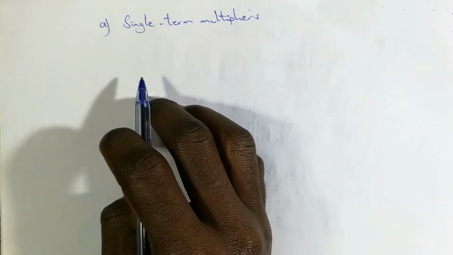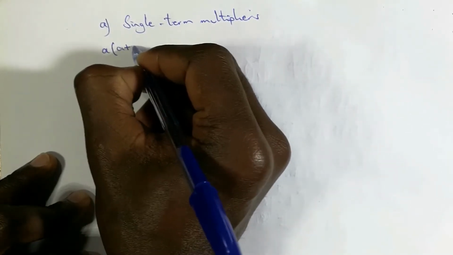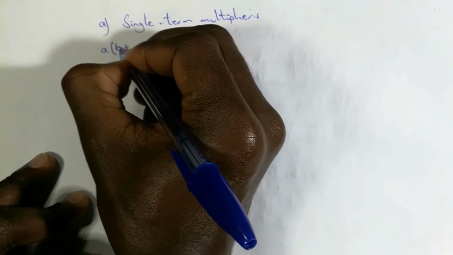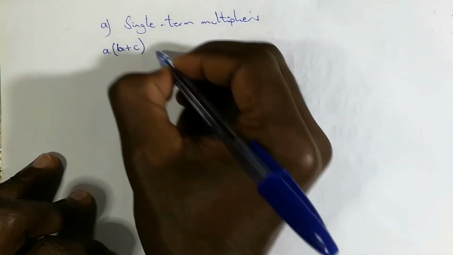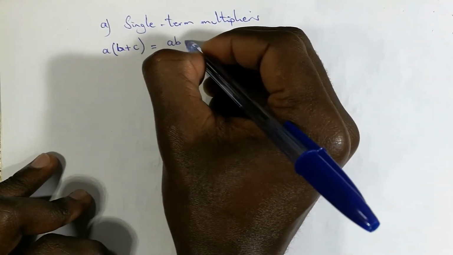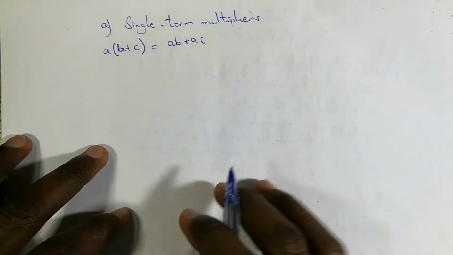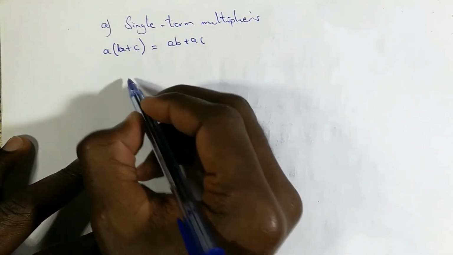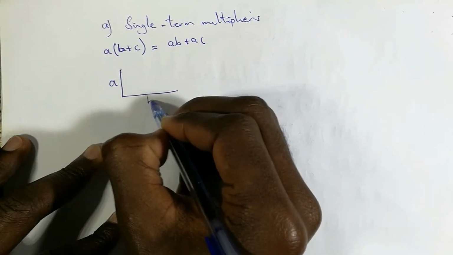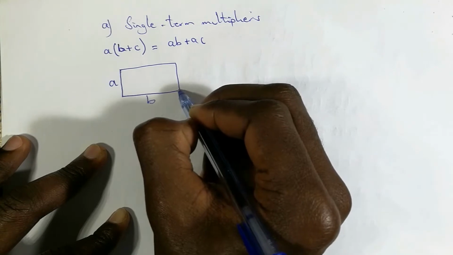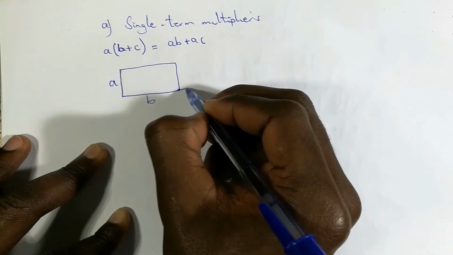Single term multipliers, we could have one term multiplying another. We say A multiplying a bracket which has the addition of B and C, of which here we know that something is going to be like this, and we're going to see how that comes about in the figure below. Let's assume we have a rectangle with side A and another side B, and we want to bring about C. We add another small rectangle beside it.